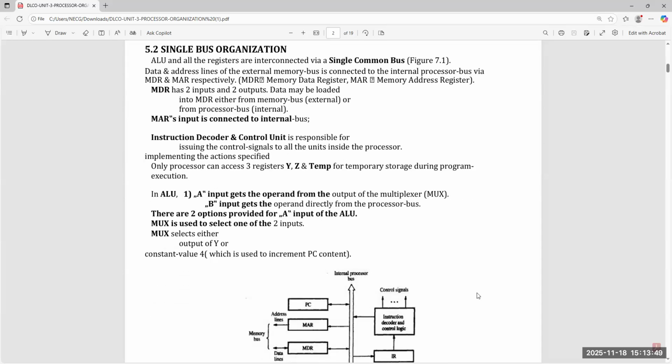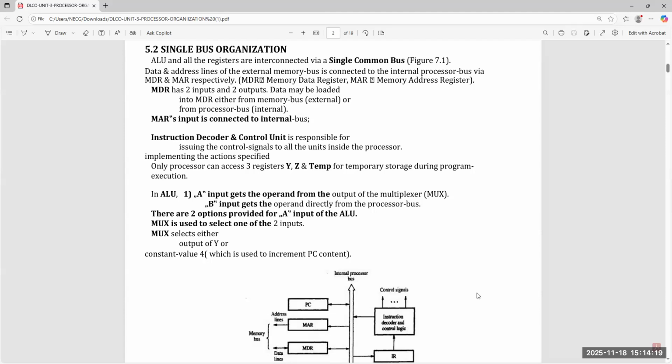Bus is very important. Bus plays a very important role in the computer system. What is a bus?